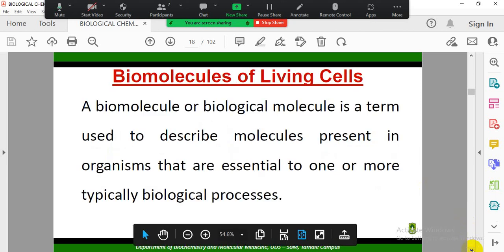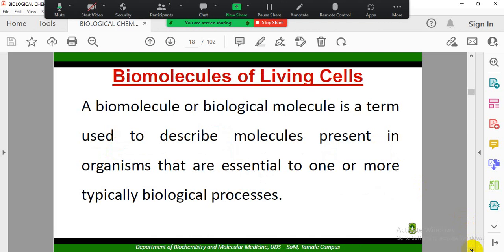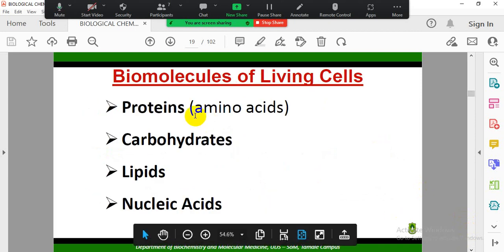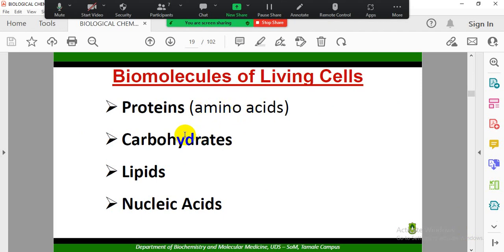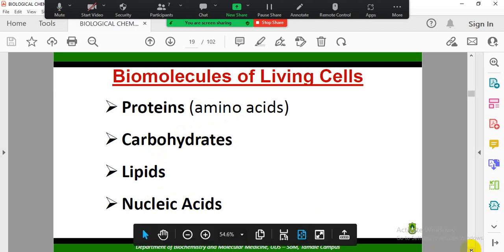Okay, so a biomolecule or biological molecule is a term used to describe molecules present in organisms that are essential to one or more typical biological processes. Examples of these molecules are proteins. And the basic constituent of protein is what? Amino acids. We also have carbohydrates, lipids, nucleic acids. Nucleic acids are what? DNA, RNA. We'll be doing all those things also.